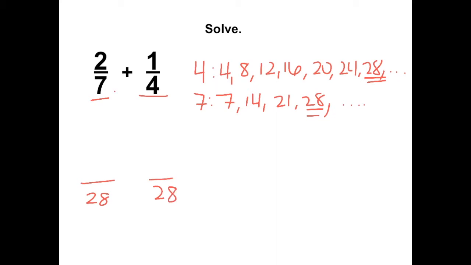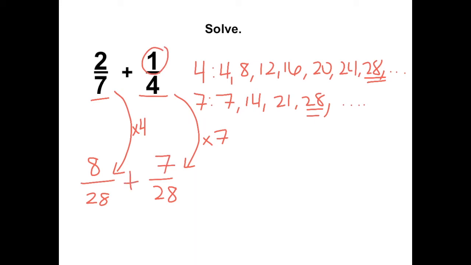To get from a denominator of 7 to a denominator of 28, we multiply by 4. So we have to do the same thing to the numerator. 2 times 4 gives us a numerator of 8. To get from a denominator of 4 to a denominator of 28, we multiply by 7. So if we also multiply our numerator by 7, we get 7 over 28.